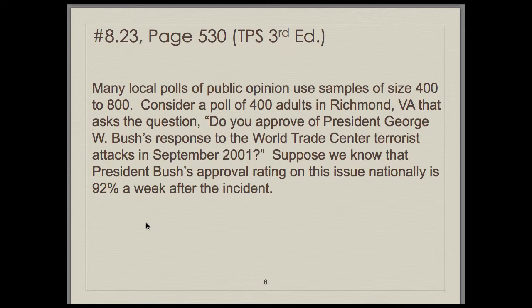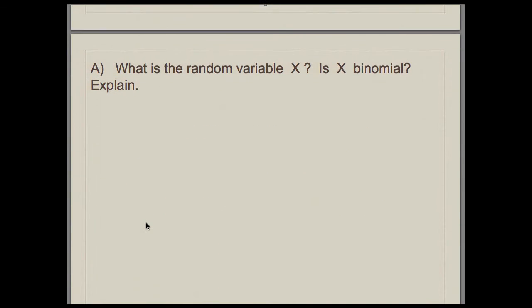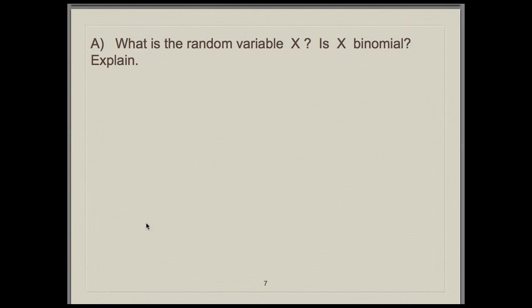So this question is going to have three different parts. So the first part is asking us to identify the random variable x and determine if that random variable is binomial. So in establishing what the random variable is, it sounds like we're trying to figure out what his approval rating was. So let x be, I guess, just the approval of Bush's response.